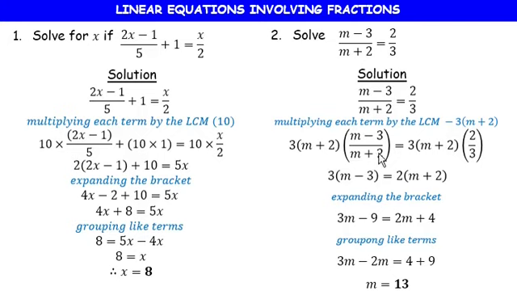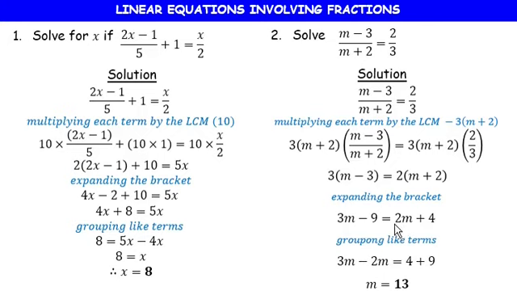Alright, so when you get here, this m plus 2 cancels out this m plus 2, leaving you with only 3. So the expression at the left side will be reduced to 3 into bracket m minus 3. When you come to the right side, this 3 down here will cancel out this 3 up here, leaving you with m plus 2. So m plus 2 will multiply 2, giving you 2 into bracket m plus 2. The next thing is to expand the brackets. So when you expand, you're going to have 3m minus 9 is equal to 2m plus 4.